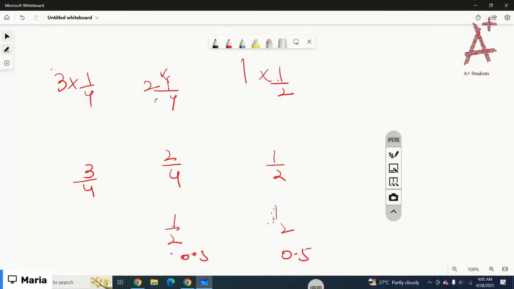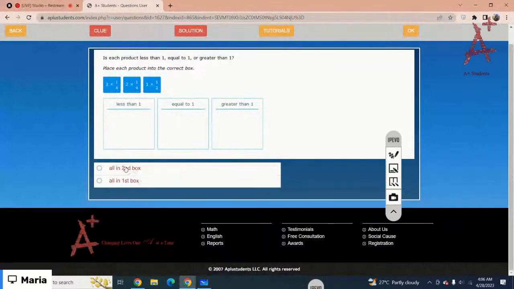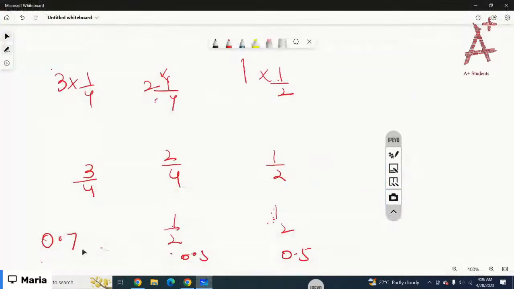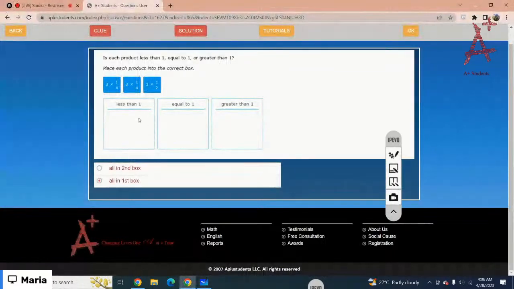Got it? And also 3 by 4, all three of them are less than 1. Got it? Less than 1. So it would be all in the first box because they all are less than 1. Got it? You can see this one is 0.7, this one is 0.5, and this one is 0.5. So they all are less than 1. So they all are in the first box. Got it?